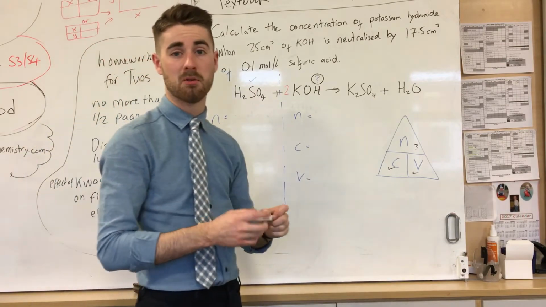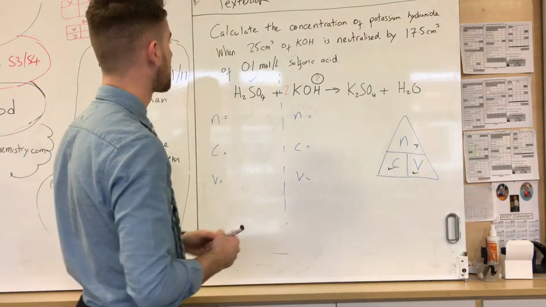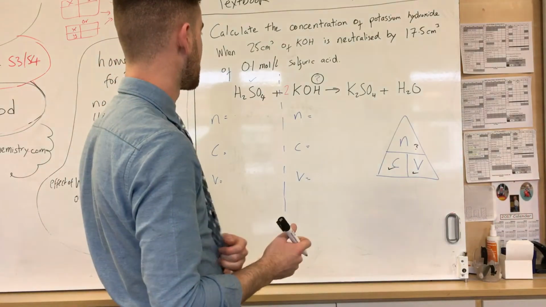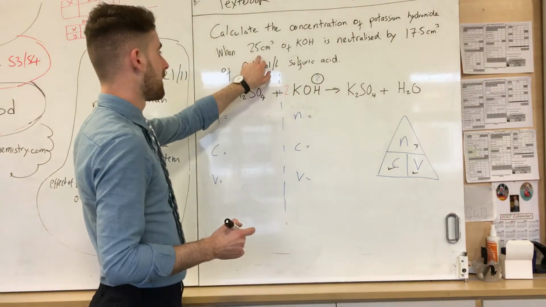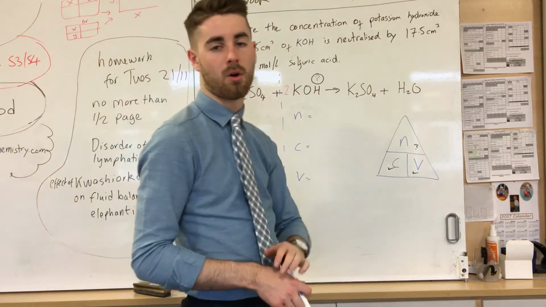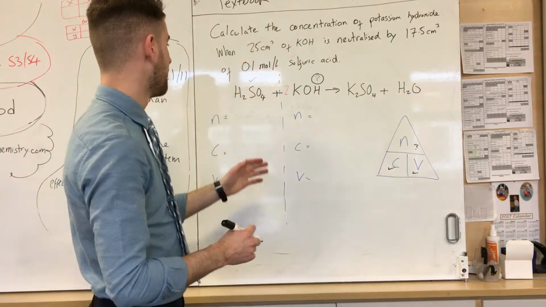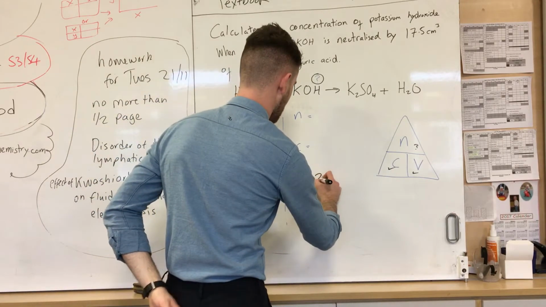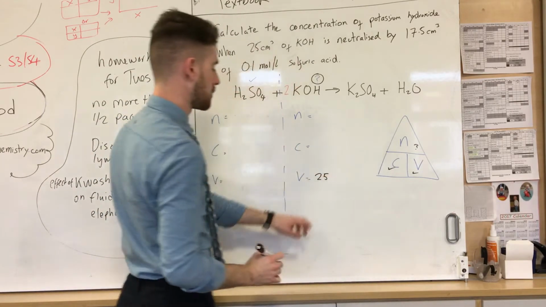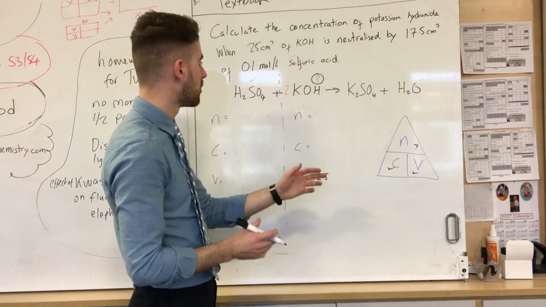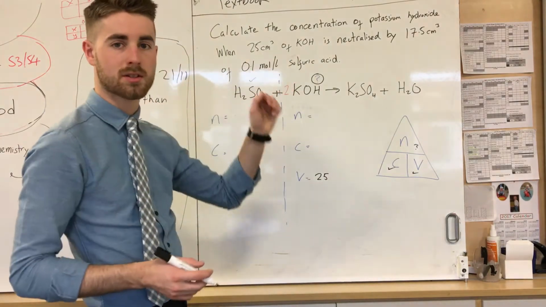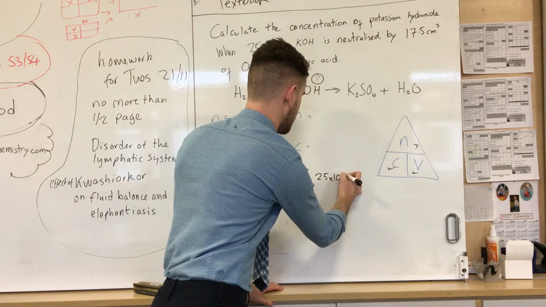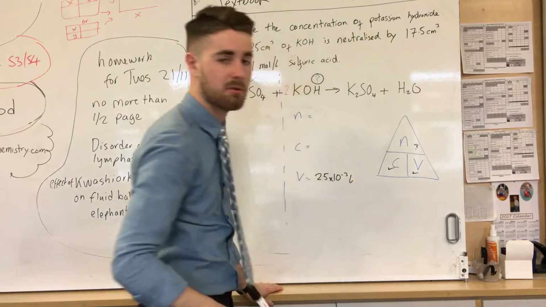Now what you do is you input values that you know. So calculate the concentration of potassium hydroxide when 25 centimetres cubed of potassium hydroxide is neutralised. So 25 centimetres cubed is the volume of potassium hydroxide that we have. So in the potassium hydroxide column, what we're going to do is put in the volume. So 25 centimetres cubed. However, when we're talking about concentration, we're talking about litres. So to be consistent, we need to put this into litres as well. Times 10 to the negative 3 litres, L for litres.